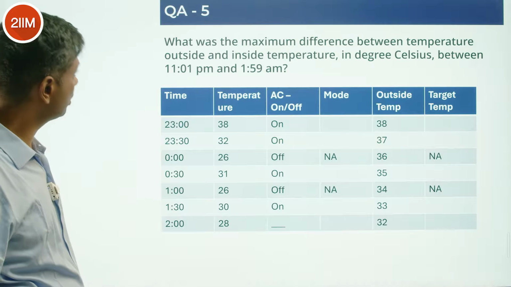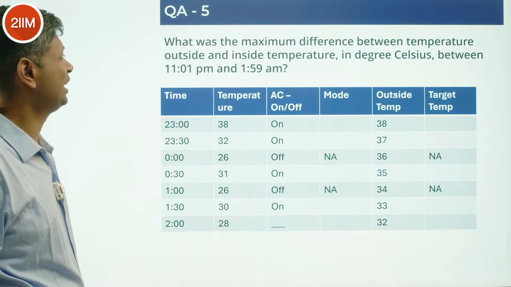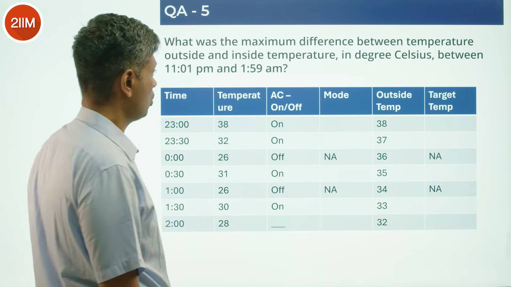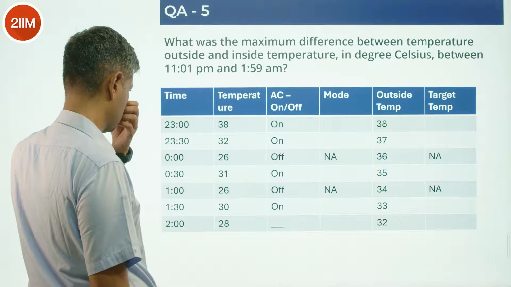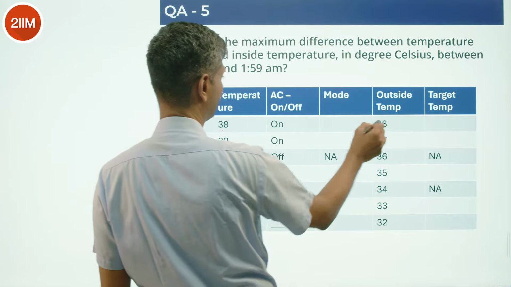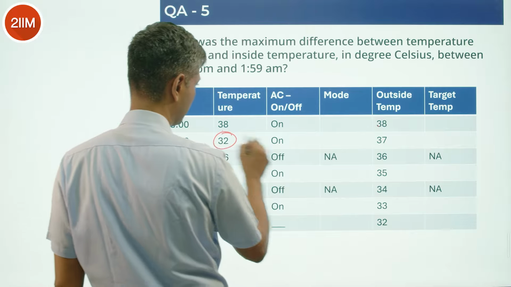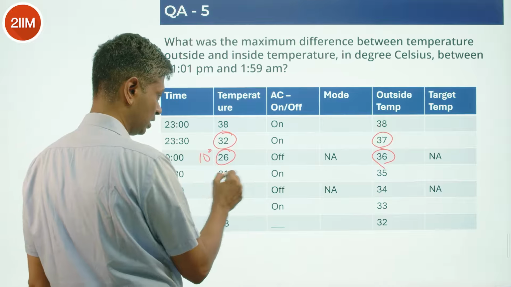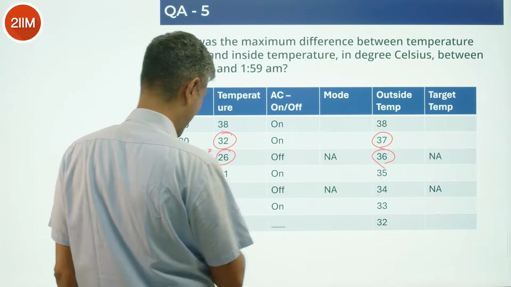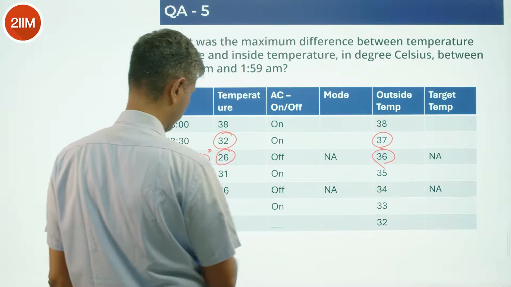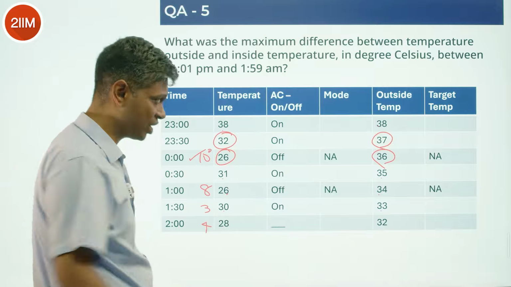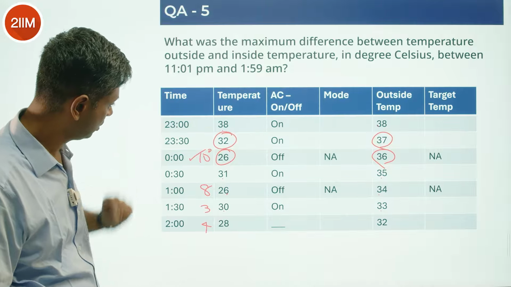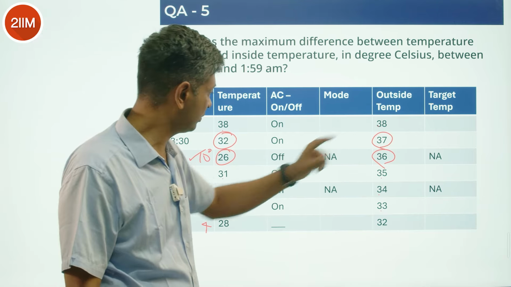What is the maximum difference between temperature outside and inside temperature in degrees Celsius between 11:01 and 1:59? So outside temperature and inside temperature. So this is 38 and 38, very small. Gently it comes here. 32 and 37, 5 degrees. 26 and 36, 10 degrees here. 31 and 35, small. 26 and 34, 8. 30 and 33, 3, 4. This seems to be the highest. I still have to worry a little bit. So it has fallen to 26. 32 to 26. It falls from 37 to 36.